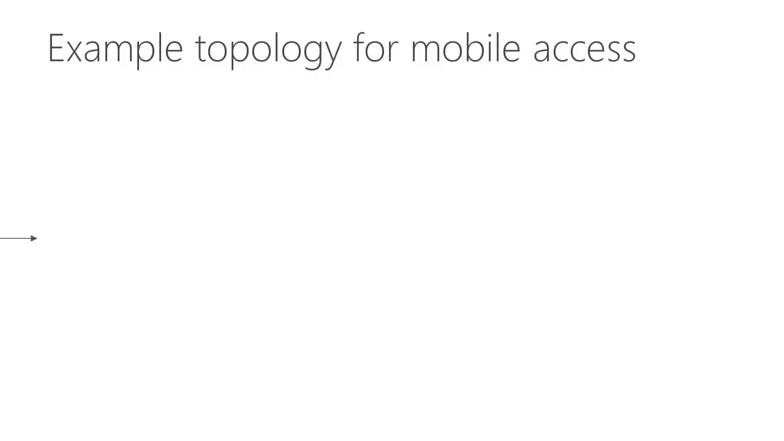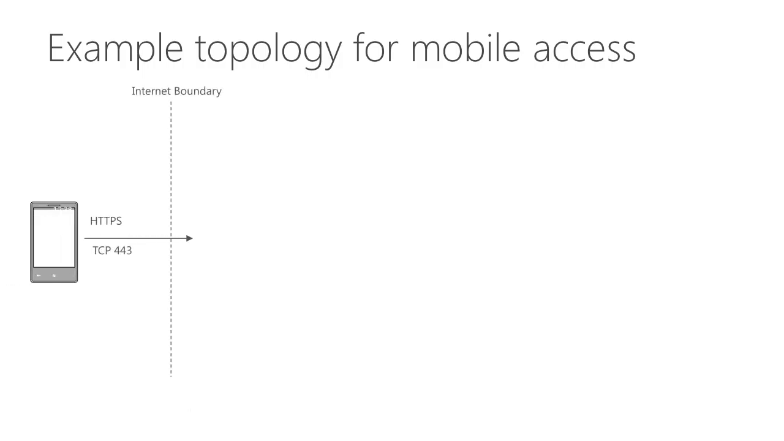Now, how do you enable these mobile devices to connect to your on-premises report server, considering that these mobile devices may not always be connected to your organization's Wi-Fi network? Let's take a look at an example topology. Because these mobile devices are going to be connecting over the public internet, we recommend enabling HTTPS, which by default works over port 443. So you'll need to enable inbound traffic on that port through your firewall.